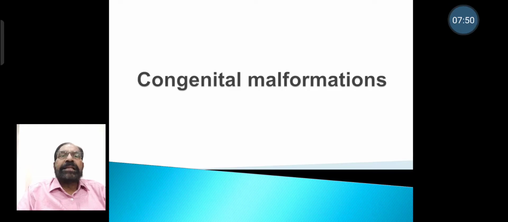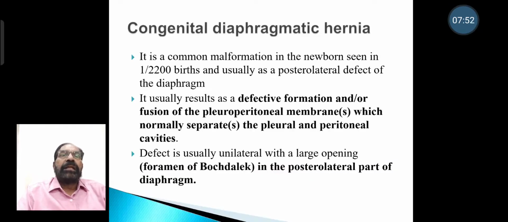Then we go to congenital malformations. Congenital diaphragmatic hernia. It is a common malformation in the newborn, seen 1 in 2200 births and usually as a posterolateral defect of diaphragm. It usually results from defective formation or fusion of the pleuroperitoneal membranes which normally separate the pleural and peritoneal cavities.